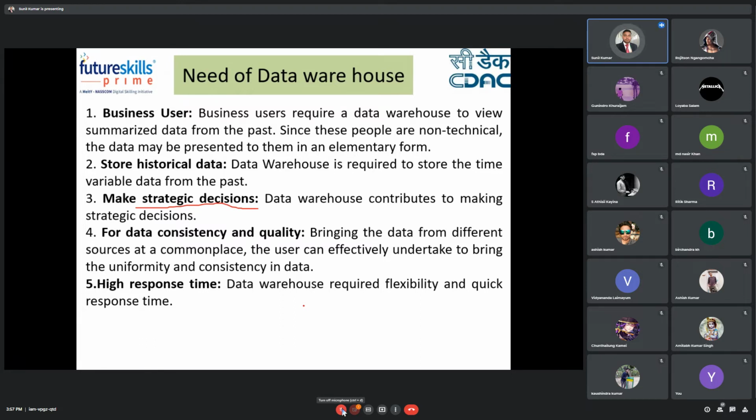And high response time: if you have all data in a single place, then it is very easy to search. Suppose you have 50 PCs in your company, and all the PCs have different data, and you have no idea in which PC you made this file. So what do you have to do? You have to perform a sequential search, right? That means on every PC you have to go and search for the file. It may take a long time. So to get quick response time and flexibility with your database, you require a data warehouse also.